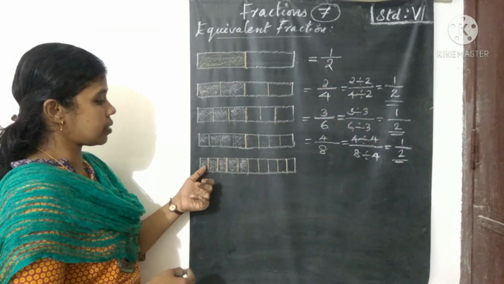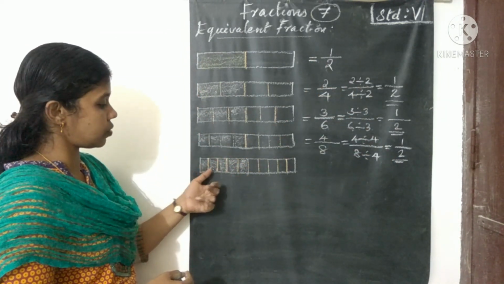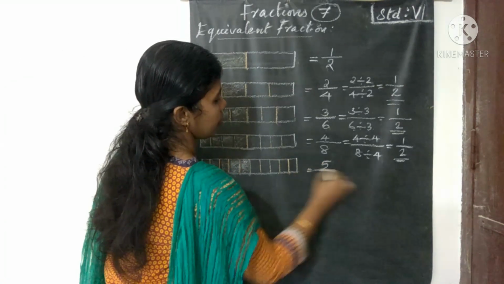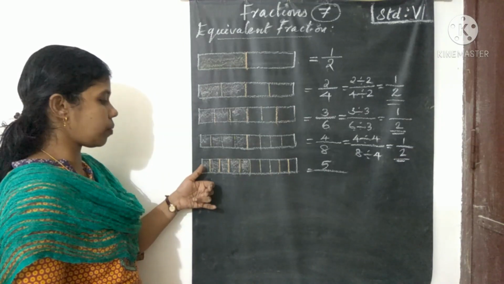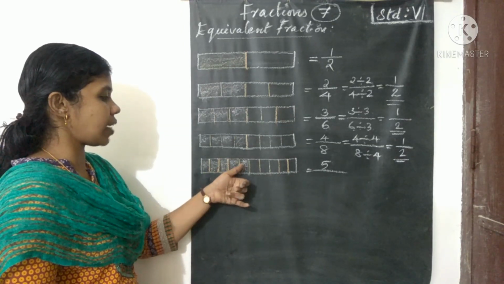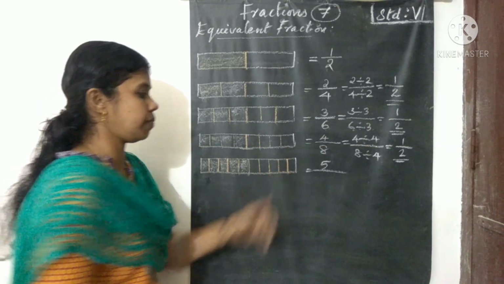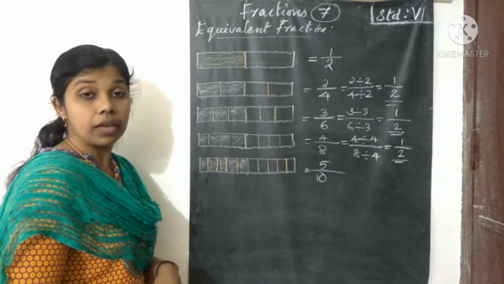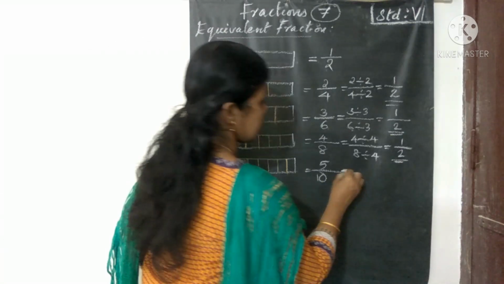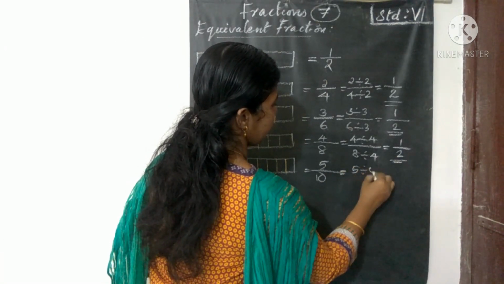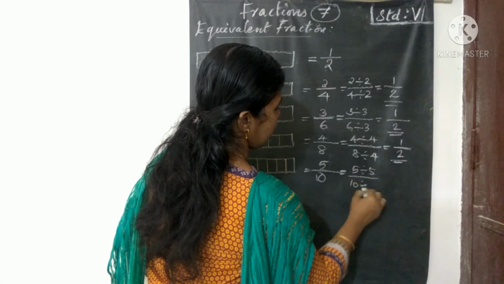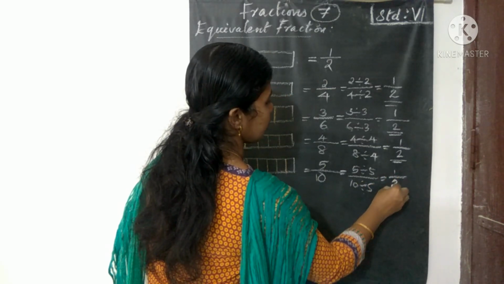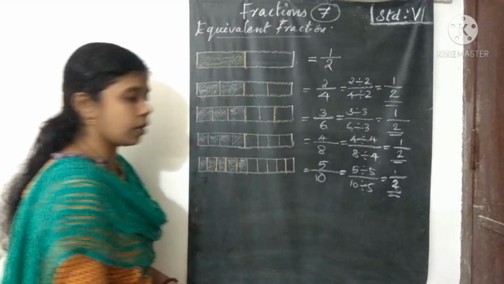Next, how many parts are shaded here? 1, 2, 3, 4, 5. The number of parts shaded is the numerator. The total number of parts: 1, 2, 3, 4, 5, 6, 7, 8, 9, 10. Here 5 and 10 have one common factor, 5. So 5 divided by 5, 10 divided by 5. 1, and 5 2s are 10. So we got 1 by 2.